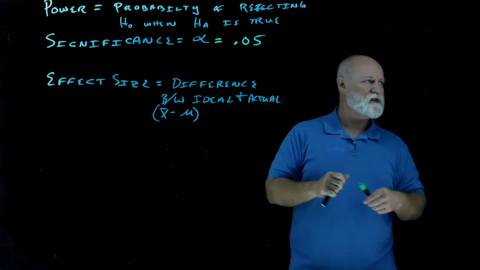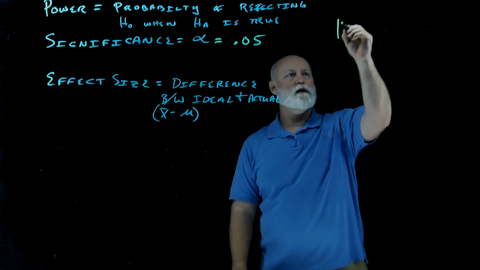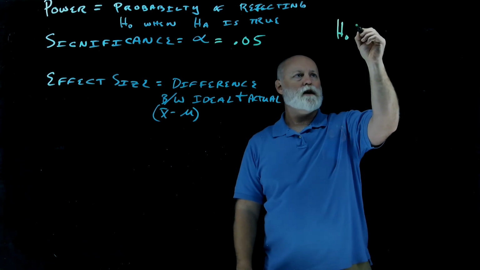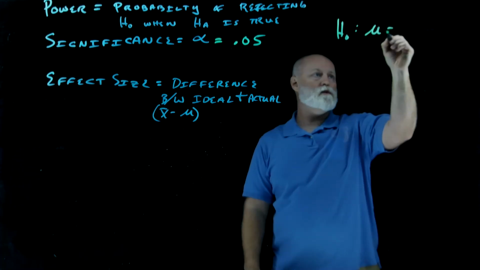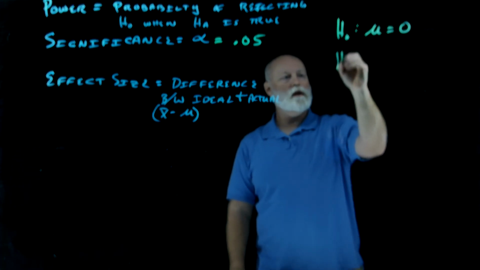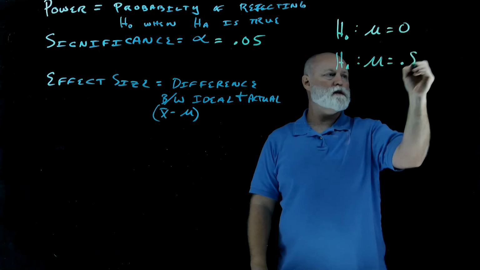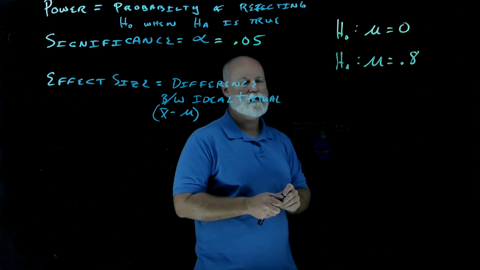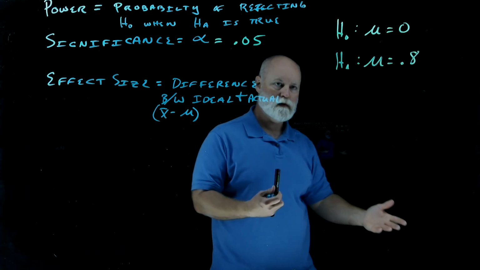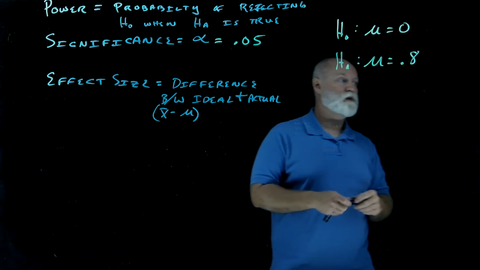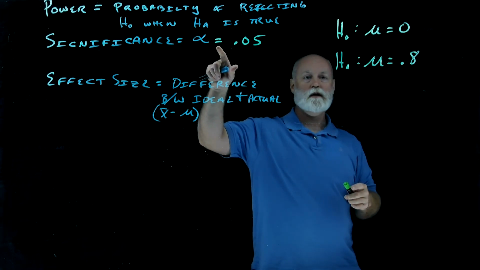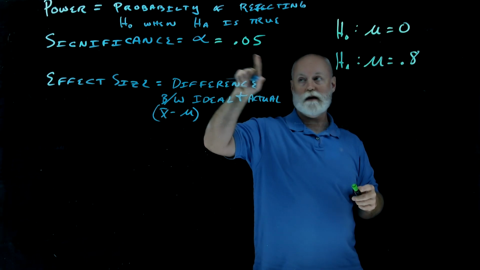So let's just talk about an example for a second. Let's say our hypothesis is that mu is equal to 0, and our alternative is that mu is equal to 0.8. Now, a lot of times we just set this up and say that mu is not 0, which is a two-sided test. So here, if we're saying the significance level is 0.05, that's alpha.